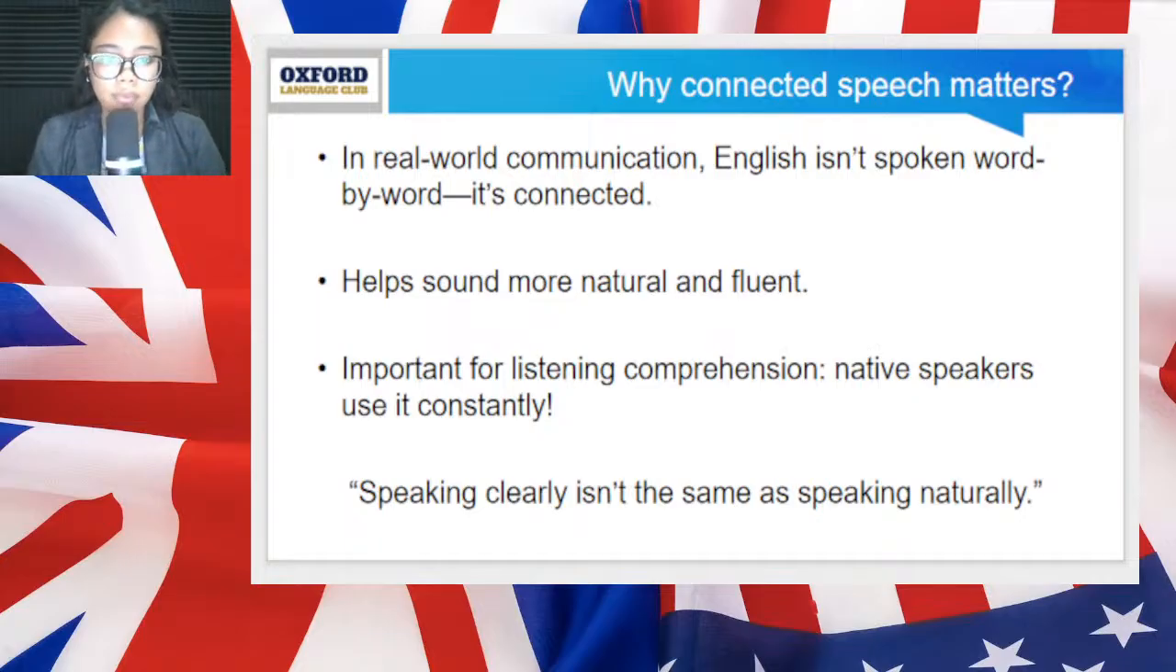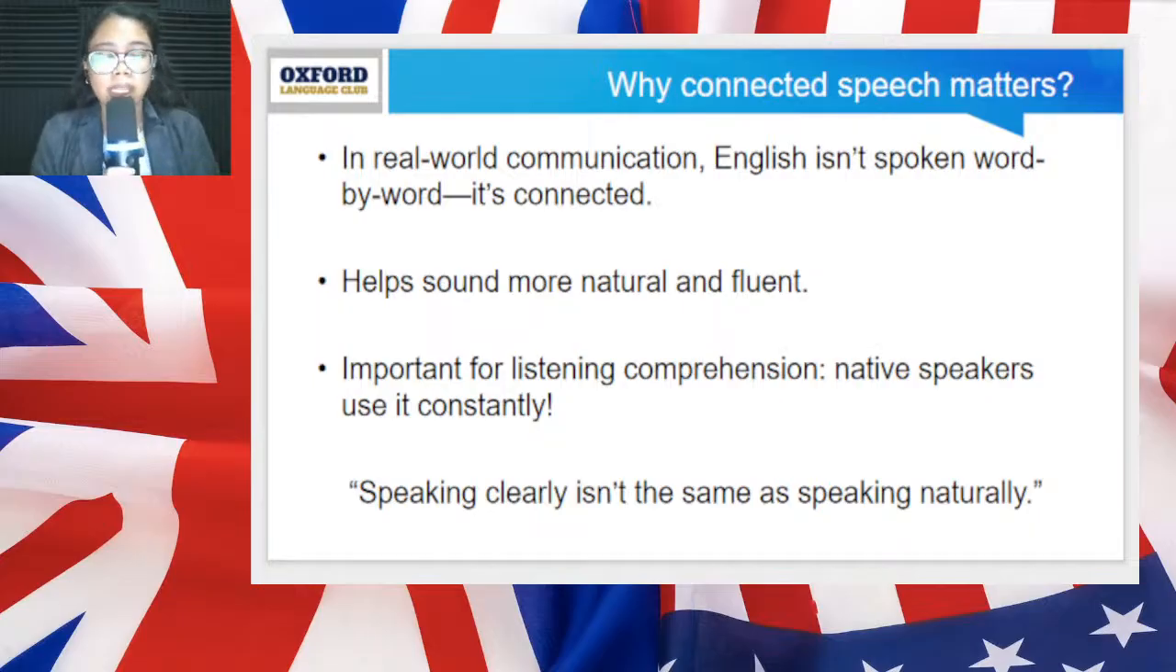Here, the slide offers a very profound statement that sums it all up. Speaking clearly is not the same as speaking naturally. Now, this is a brilliant point. When you first learn a language, the focus is often on speaking clearly, right? We make sure every consonant and vowel is perfectly pronounced. And that's important for building a foundation. However, natural speech often involves reducing, blending, and linking sounds for efficiency and flow. So while you might be speaking clearly by pronouncing every single sound and every single word, you might not be speaking naturally. Yes, you're speaking clearly, but you might not be speaking naturally.